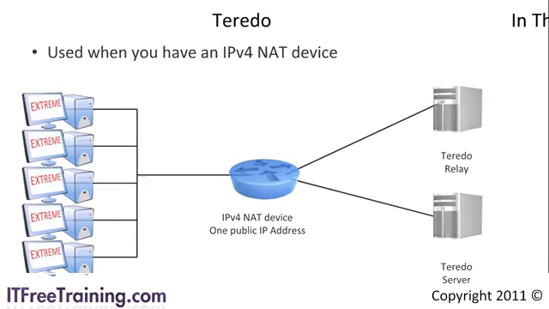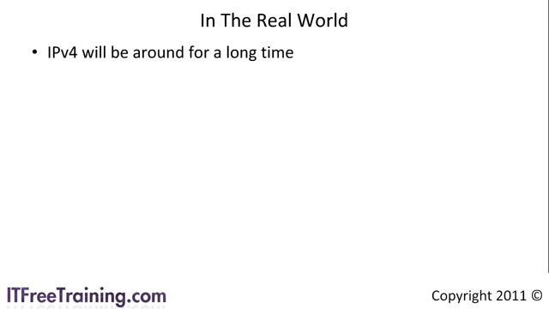The client can then use the tunnel to send its IP version 6 traffic to its destination. In the real world, IP version 4 will be around for a long time yet. Believe it or not, IP version 6 has been around since 1996. However, development and support has been slow. Today, only a small part of the Internet is IP version 6.